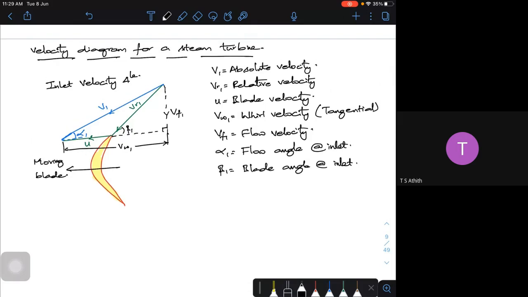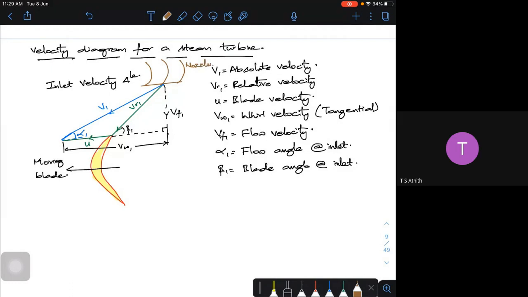Now, what will happen if I have something over here? If you look at it, I may be having a nozzle here. Let me draw that. I may be having a set of nozzles like this here. These are nozzles.